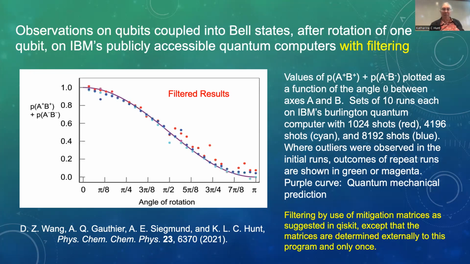And what we found was that we couldn't use quantum error correction because we didn't have enough qubits. But if we used a filtering method, then we could bring the results into much better agreement with the quantum predictions. And not only that, but the red dots are the smallest number of shots per run. The blue dots are the greatest number, and you can see that we get a convergence. The errors away from the quantum mechanical prediction tend to go away with the use of the filtering matrix.